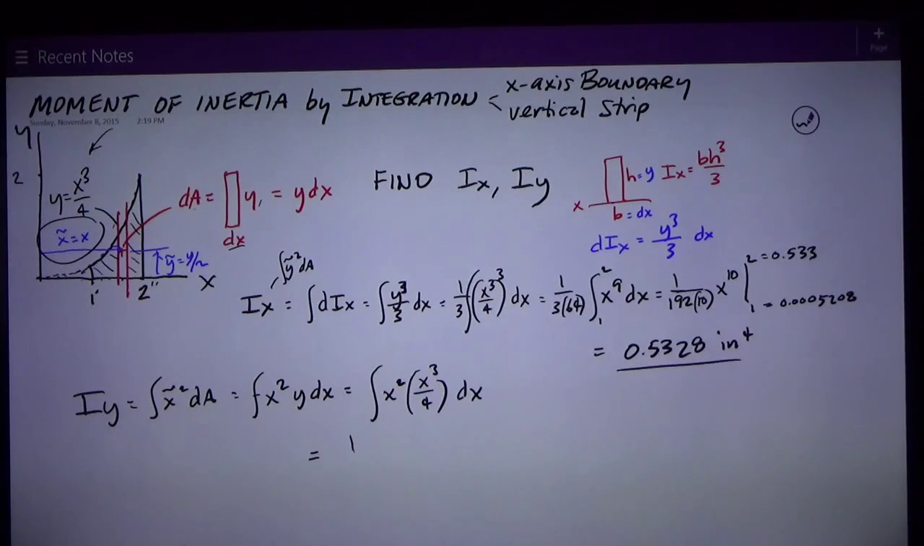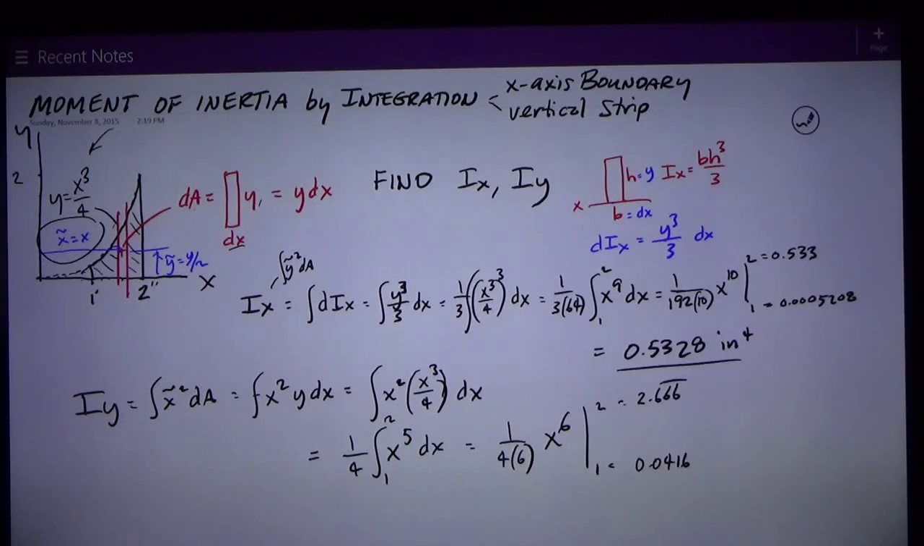That's equal to 1/4 times the integral of x to the 5th dx, going from 1 to 2. That evaluates as 1/4 times x to the 6th over 6, evaluated from 1 to 2. I get 2.666 for the top, at 2, and for 1 I get 0.0416 repeating. Subtracting one from the other, I get 2.625 inches to the 4th. That's the answer.